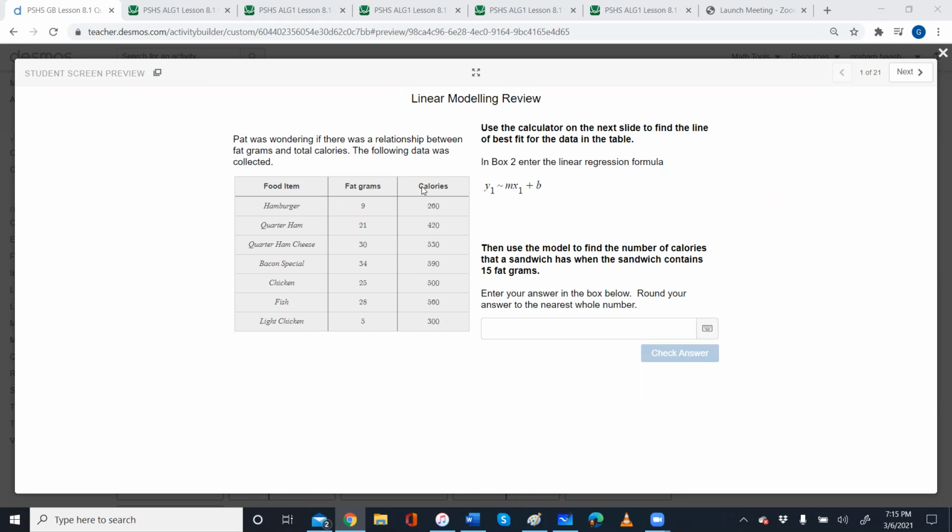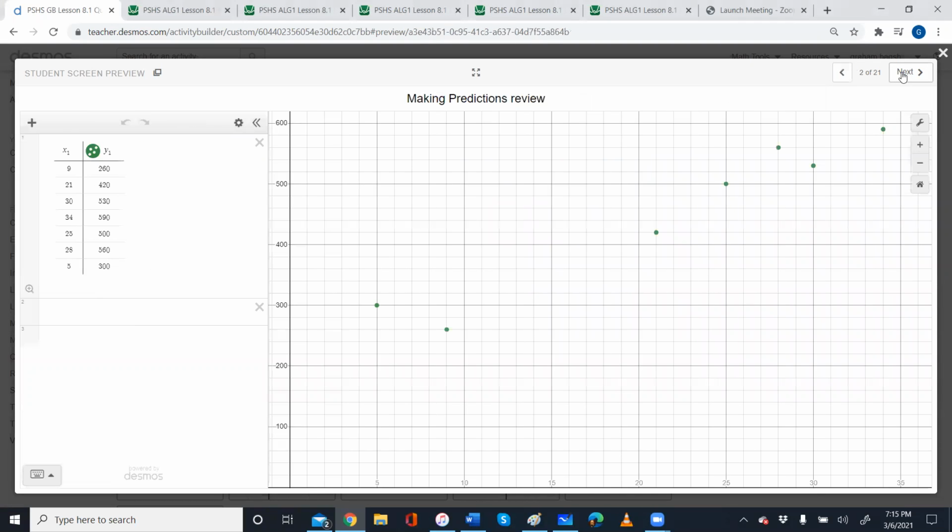So when we type in questions, basically, we're just going to create a table of values, and we're going to enter those into Desmos. And the important rule is this rule here. When we're doing a straight line, we do y1 tilde. That's the key that's above the tab button, or you can use the Desmos keyboard to do that as well. mx1 plus b.